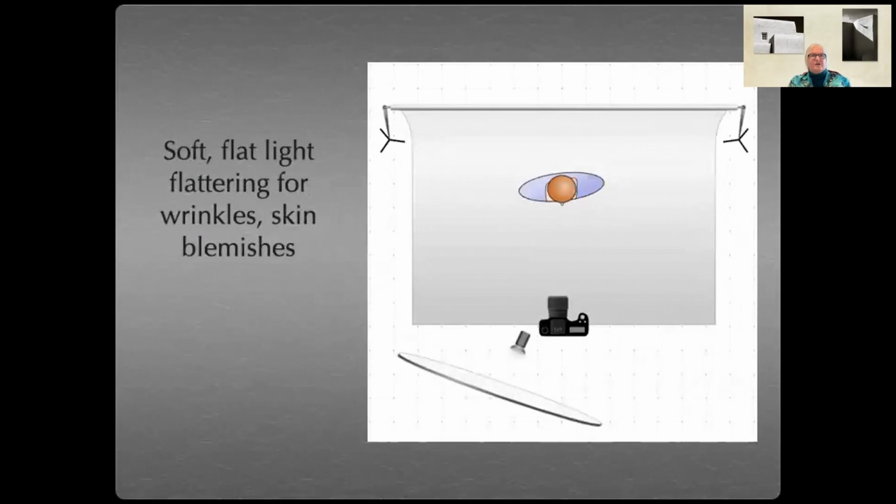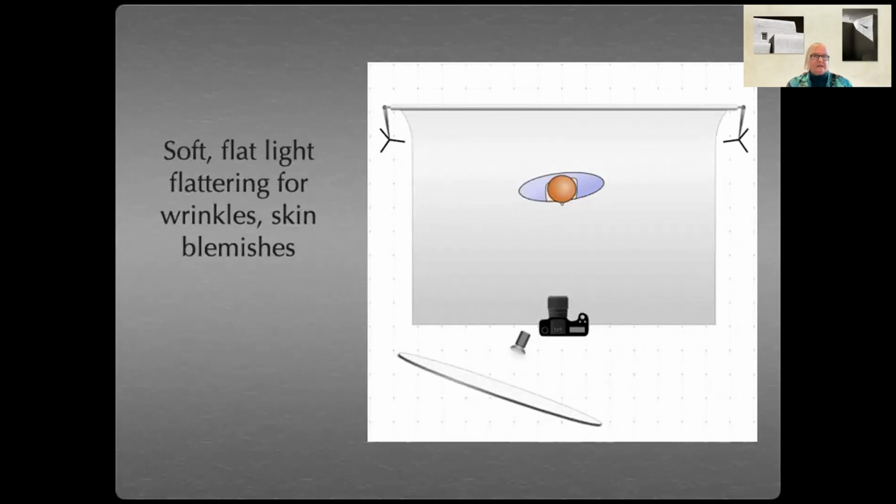Okay. So I mentioned before, the secret to flash is to get it off your camera. And if you can get it off your camera and create a big light source, it's going to create really nice, soft light. And if you're shooting older people or anybody with skin blemishes, you want to have a nice, soft, flat light that will flatter that. It gets rid of the shadows that bring out the texture in the skin, so the skin looks smoother.